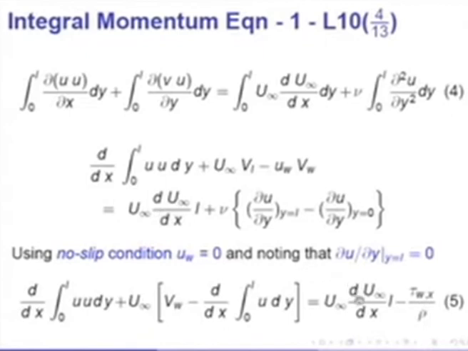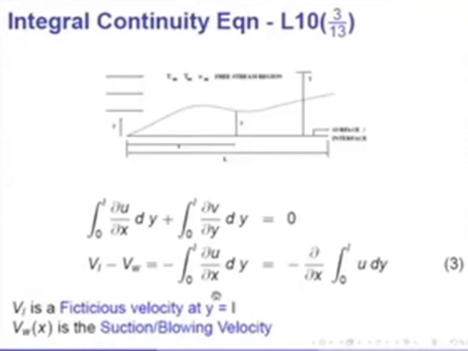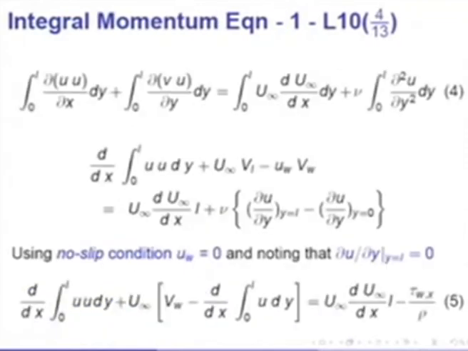This term is represented here. I have replaced V L into u infinity as V L from the previous result as shown here as V W minus d by dx of u dy, and then of course, this term survives. So, we move further.